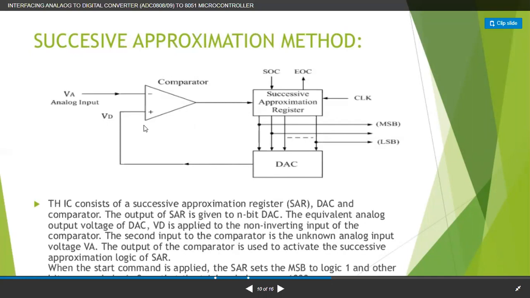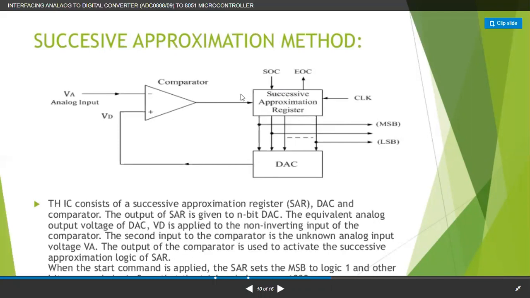When V input is greater than the VR, then the output of the comparator is 1. When V in is less than VR, then the output of the comparator is 0. This is the end of conversion. This is the start of conversion clock, successive approximation. The IC consists of a successive approximation register, DAC, and a comparator. This DAC and this comparator.